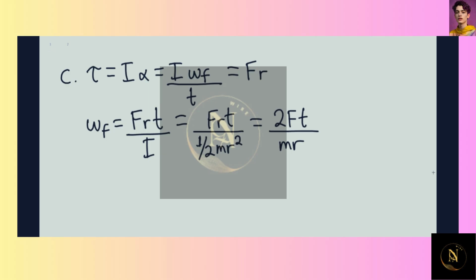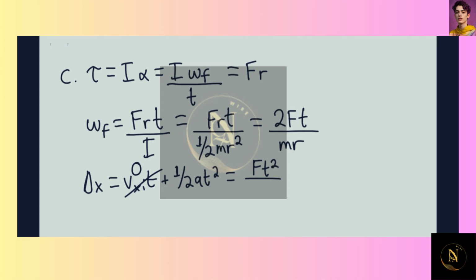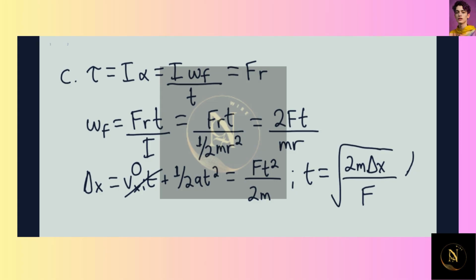And so the time can be found from the center of mass motion under constant acceleration. Therefore, delta x would be equal to vx initial t plus 1/2 at squared. We know that this term is 0. This can be eliminated. This would be equal to force times time squared divided by 2m. And so the time would simply be equal to the square root of 2 times the mass times the change in displacement in the x direction divided by the force F. And we're going to substitute this into this equation for the final angular velocity.